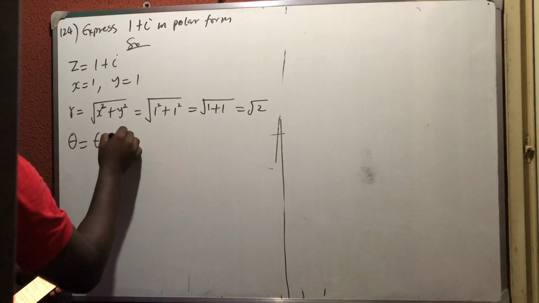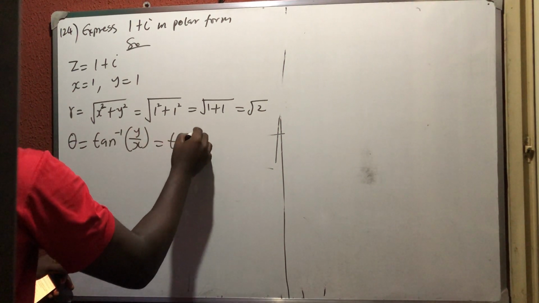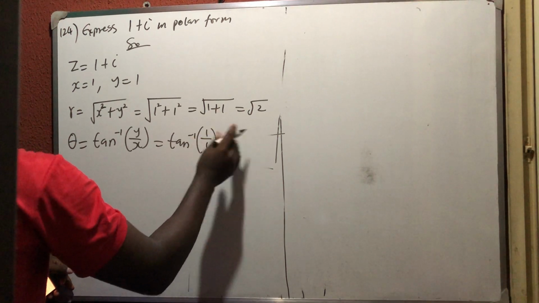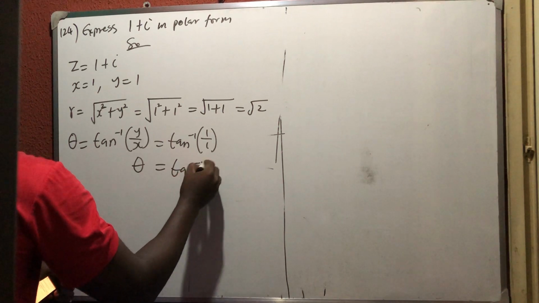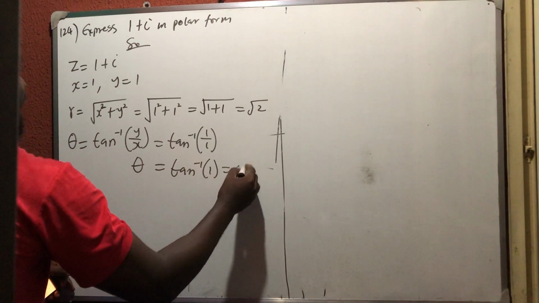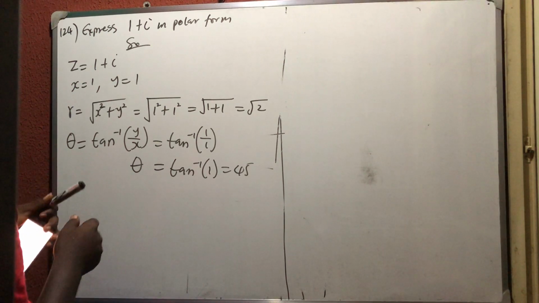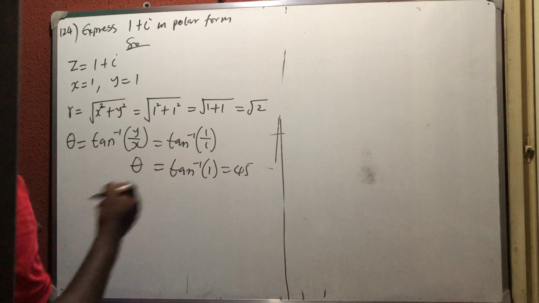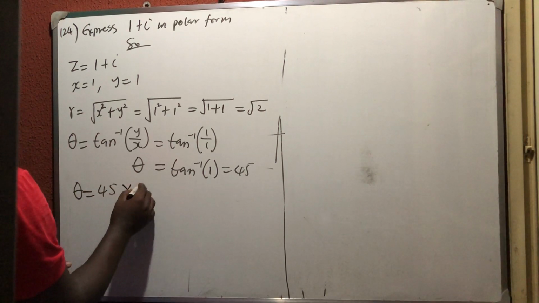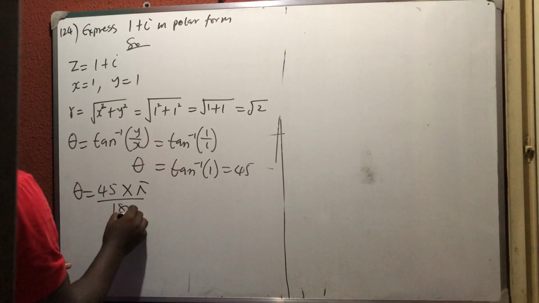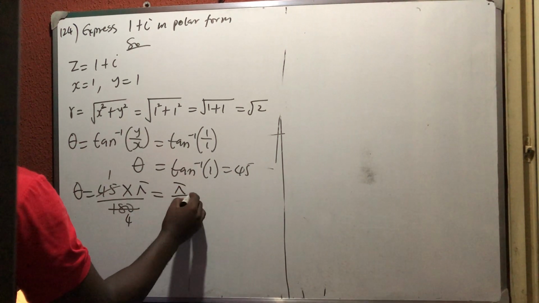Okay? My theta is equal to what? The tan inverse of y over x, which is the tan inverse of 1 over 1. Theta is what? The tan inverse of 1, which is 45. Okay? And then their own is in radian. So if you convert 45 to radian, theta is equal to 45 times pi divided by 180, which is what? This divide 1, this divide 4. So this is pi over 4.